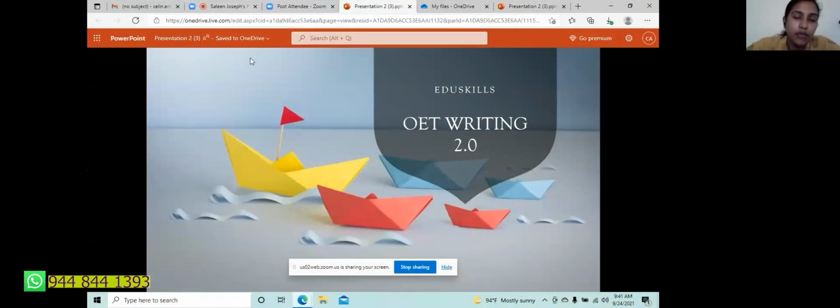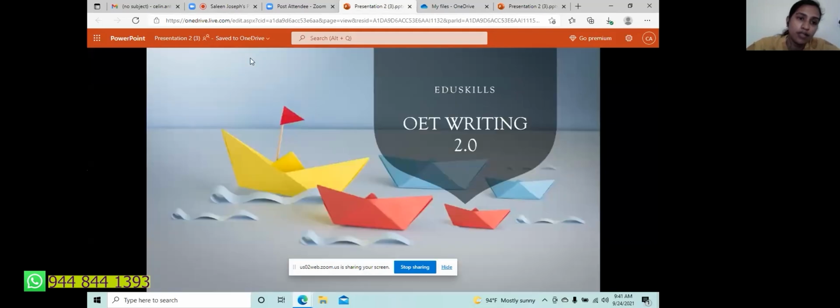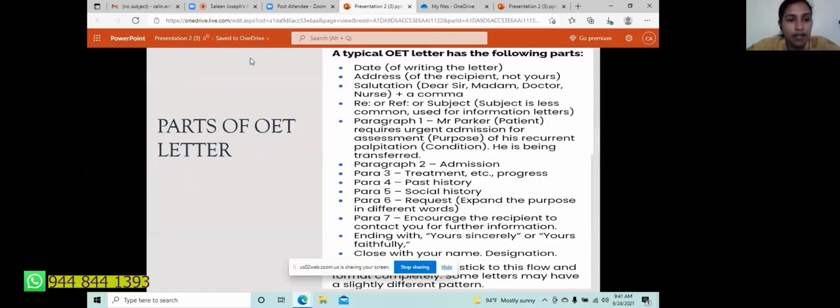So today I'm going to deal with OET writing. Before starting the session, there are 4 modules in OET: reading, listening, writing, and speaking. The third exam part is writing. There are different types of letters, and there are different parts of an OET letter. You might know all this because you are in this field for several years and you are working on letter writing. So I'll just go through the introduction.